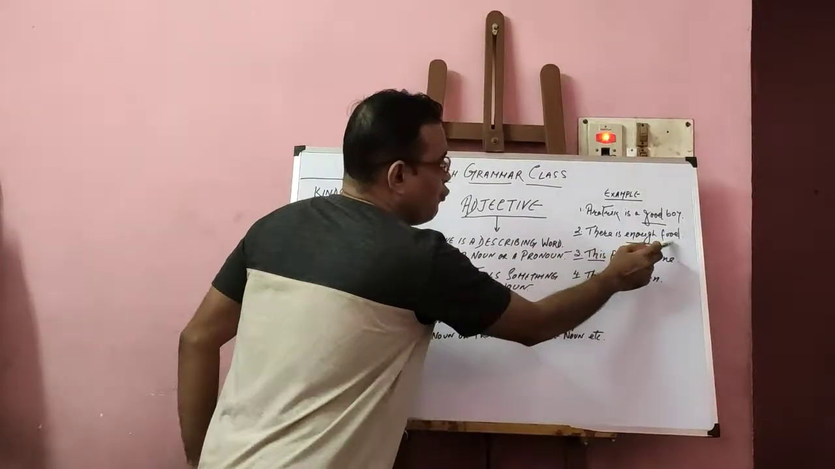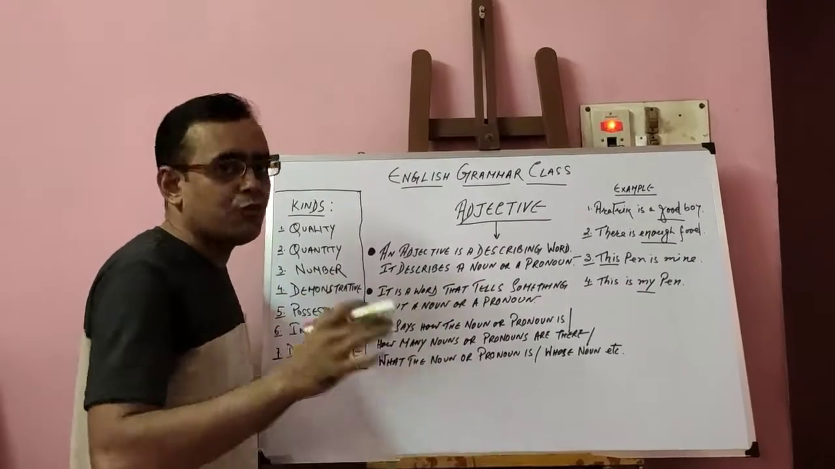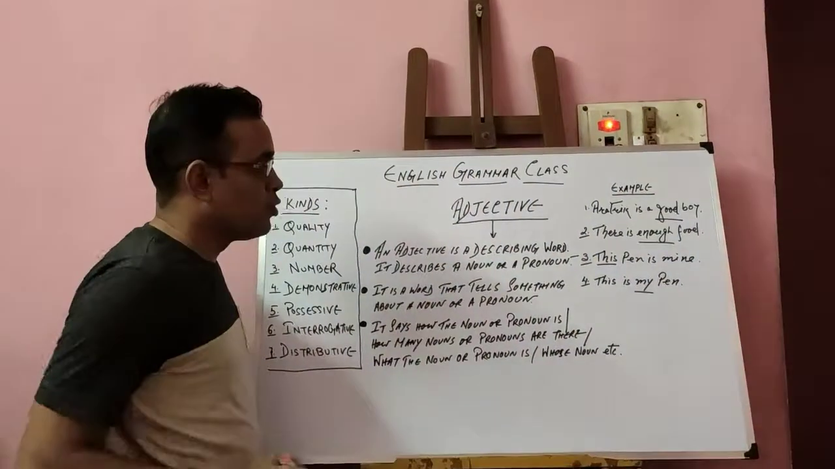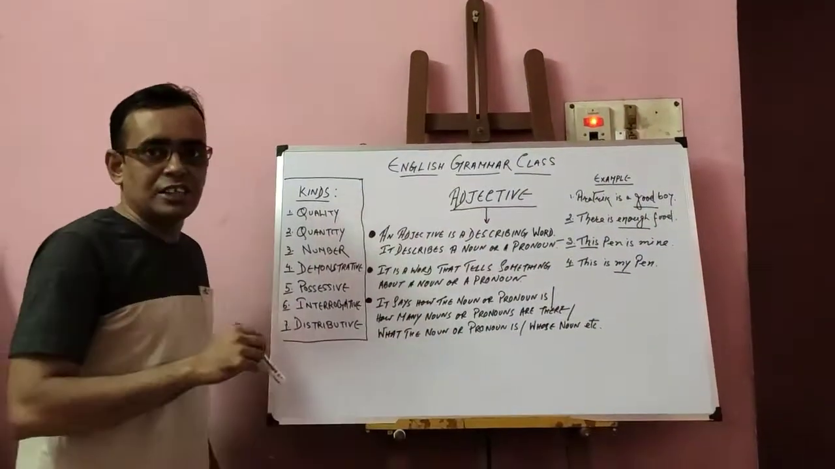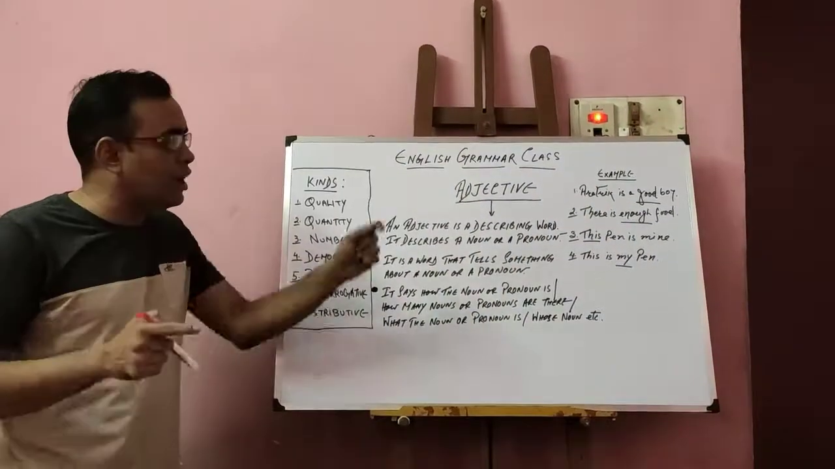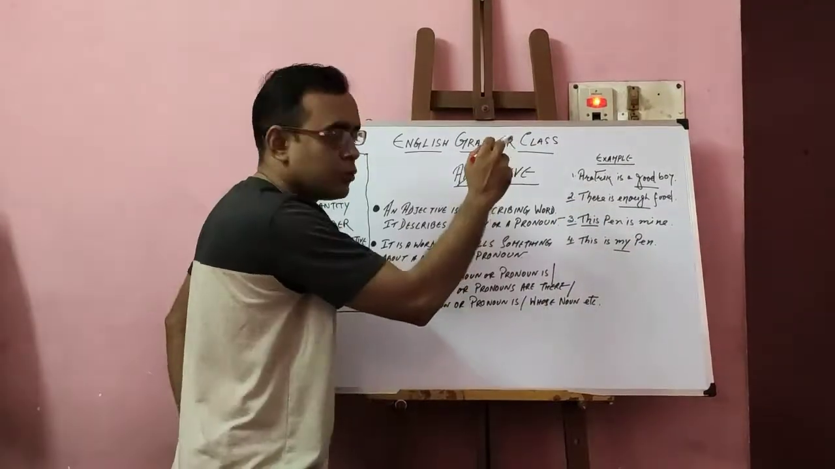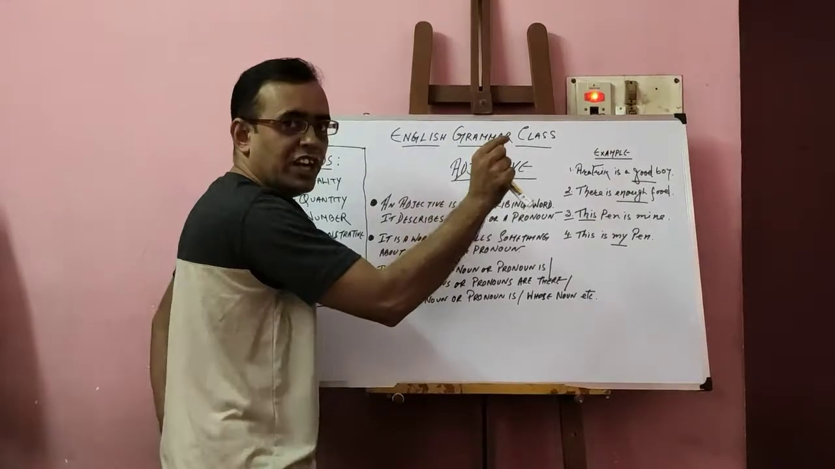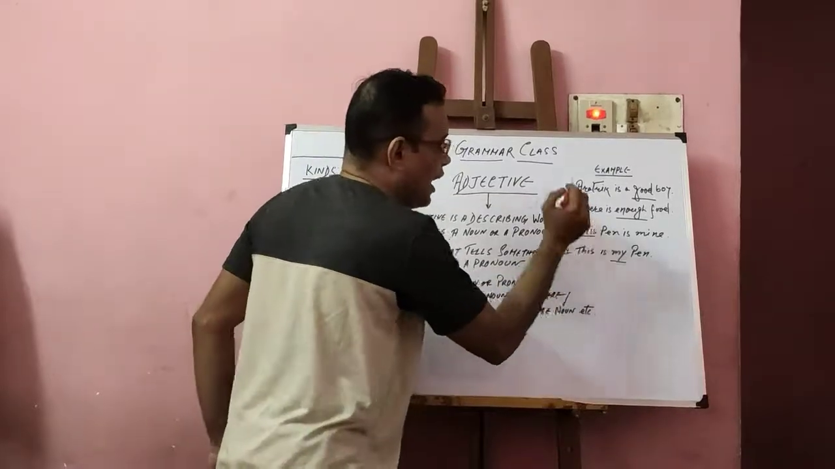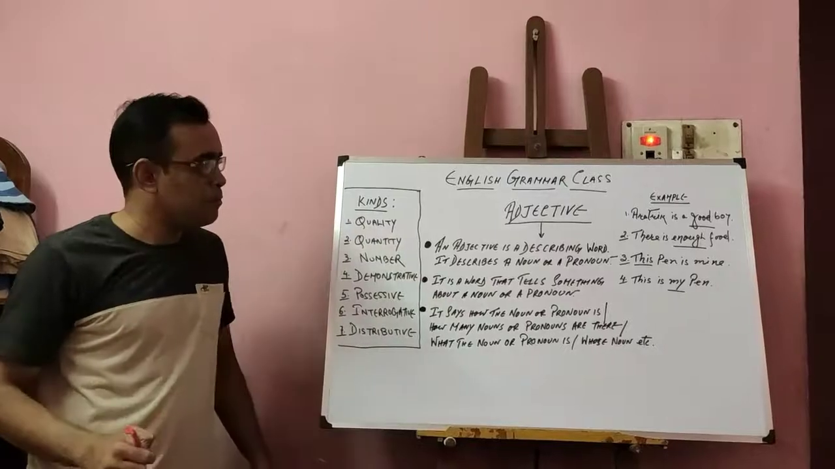Next, there is enough food. How much food is there? Enough food. So the word enough describes the noun food. So enough is adjective. This pen is mine. This pen. So we are demonstrating, we are showing this pen. So which pen? This pen. We are asking questions with the word which to the noun. Which pen? Answer is this. So this is adjective because the word this describes the noun pen.